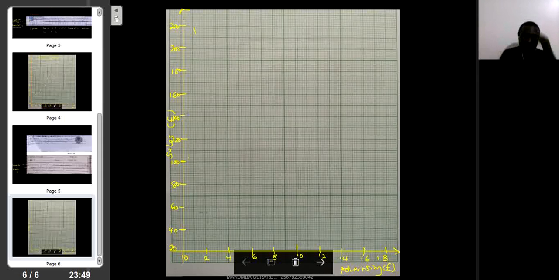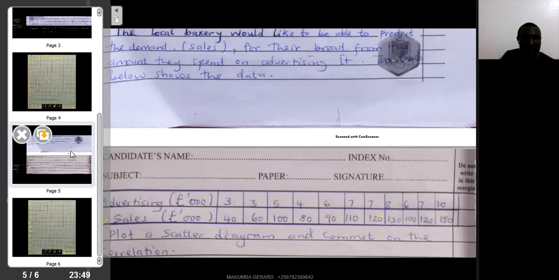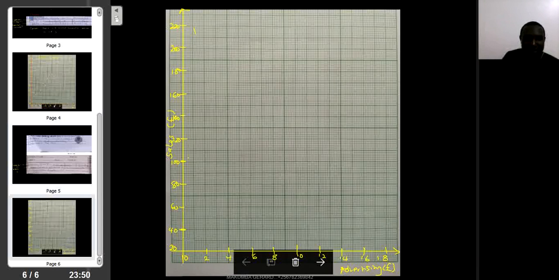Okay, so we are plotting sales against advertising. So we start our coordinates. This is the usual way we are going to plot. The first point to be plotted is 3 and 40. We go to our graph. 3 is actually lying here, and 40 is just here. So this is the point, 3 and 40, and we are done.